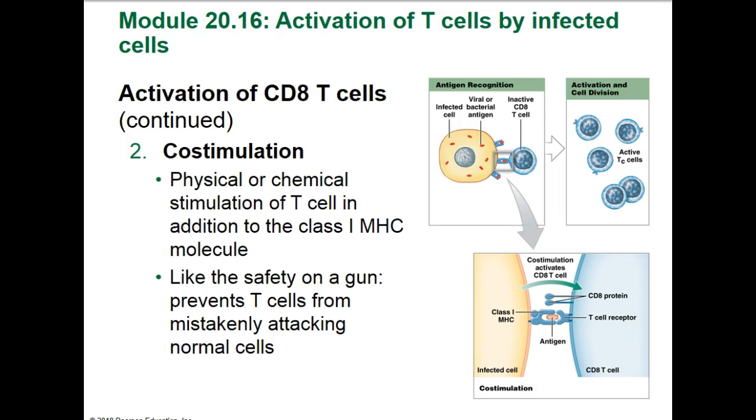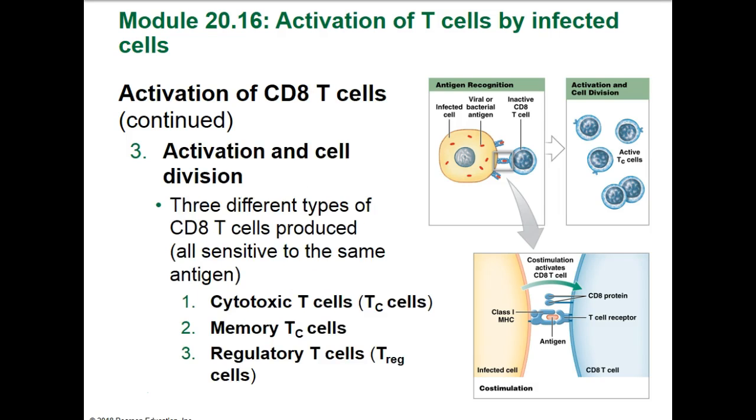So physical chemical stimulation of T cells in addition to the class 1 MHC molecules. They say it's like a safety on a gun. It prevents T cells from mistakenly attacking your normal cells. And 3 different types of CD8 T cells are produced: cytotoxic T cells, memory T cells, and regulatory T cells.